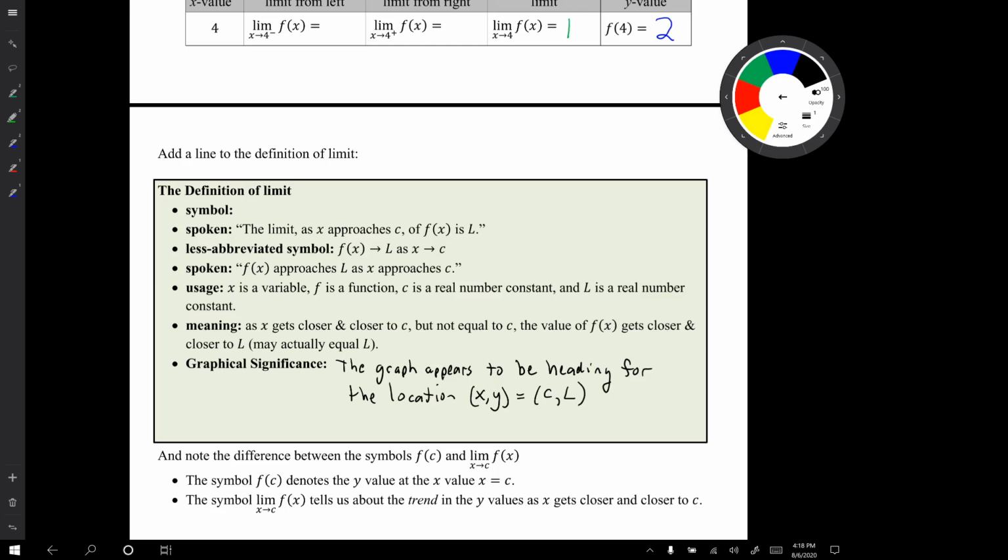So a couple things to notice. The letter C that appears in the bottom of the limit symbol, x arrow C, is the x-coordinate of this location. The number L that appears on the right side of the limit equation is the y-coordinate of this location. That's one thing to notice. And the other thing to notice is that I did not say the point xy equals CL. I said the location xy equals CL.